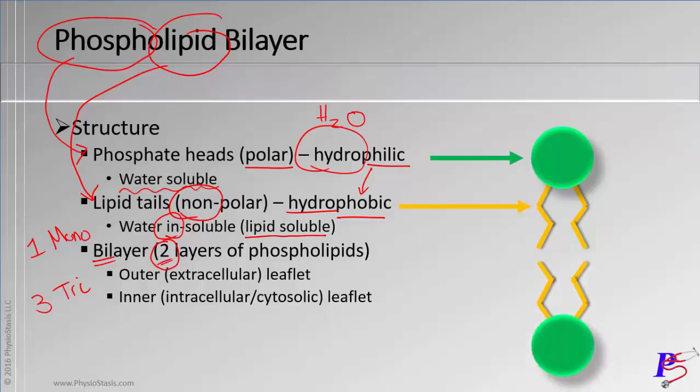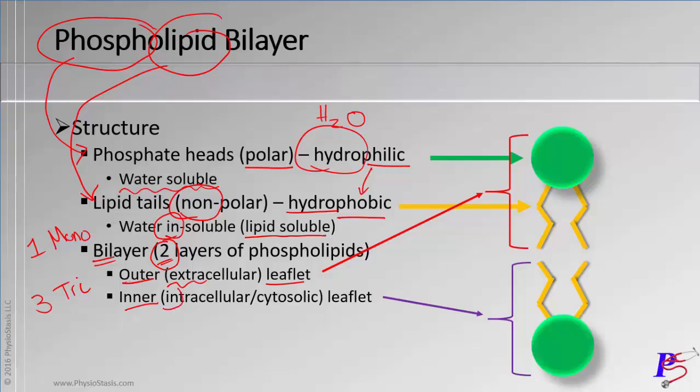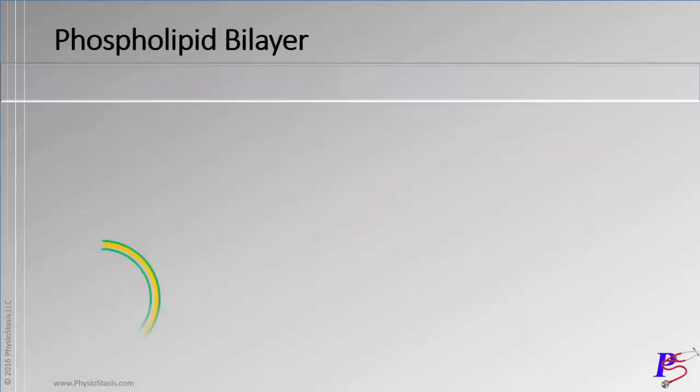Here's the second component to it. As you can see here, we have an outer layer and we have an inner layer. Another way of saying the outer layer is the extracellular leaflet. Leaflet also means layer. The inner, we call the intracellular. It faces the cytosol, so we call it the cytosolic leaflet.